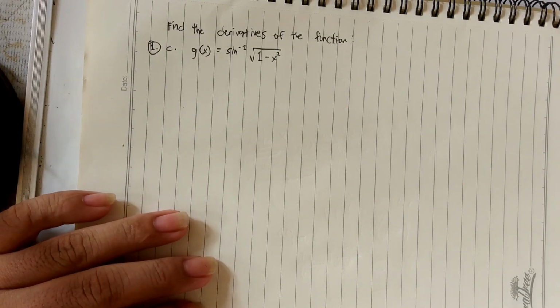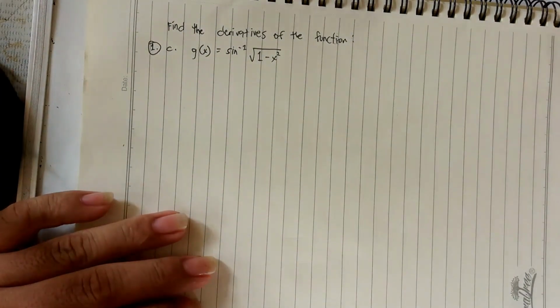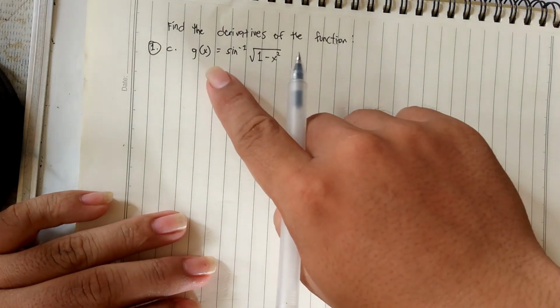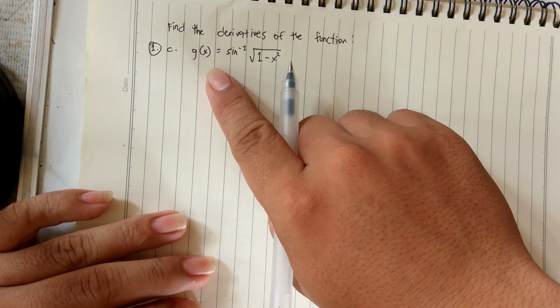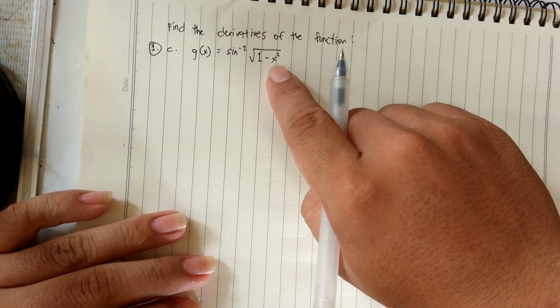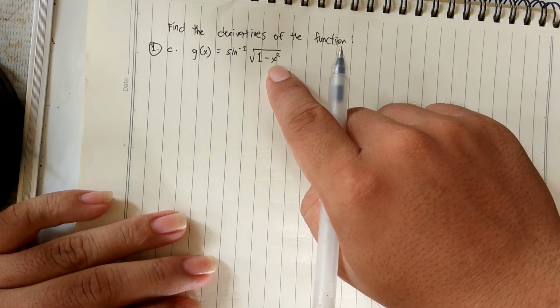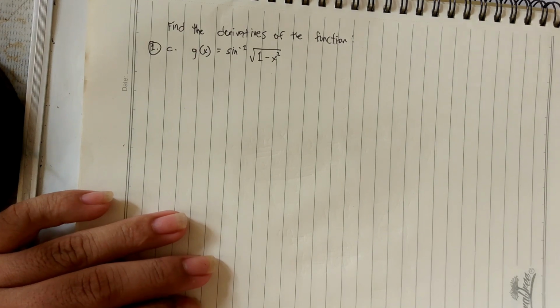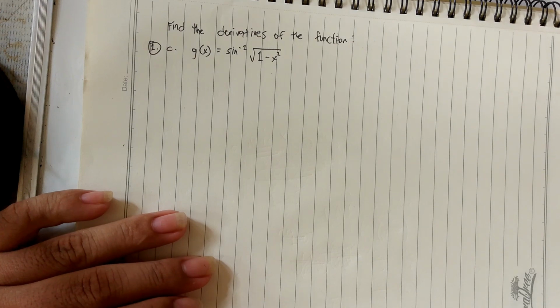So first problem is find the derivatives of the function, which is g of x is equal to arc sine square root of 1 minus x squared. So the rule that we will use is the chain rule, which states that the derivative of a composite function is the derivative of the outer function times the derivative of the inner function.